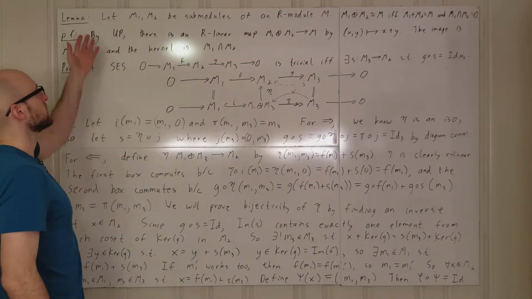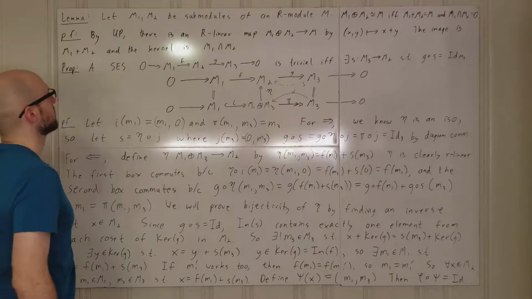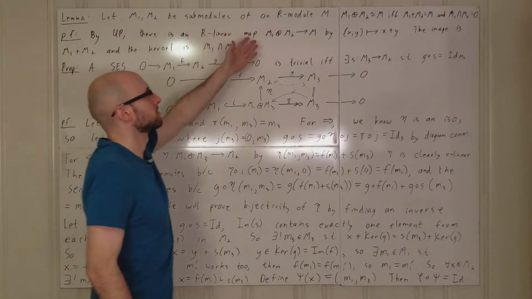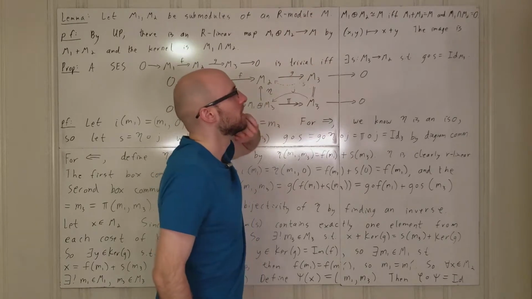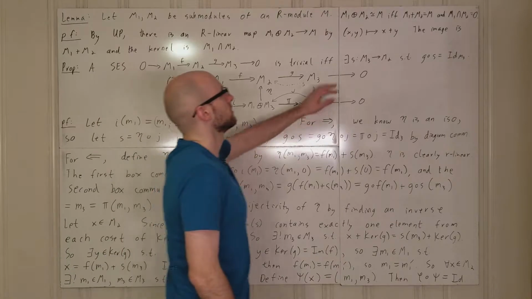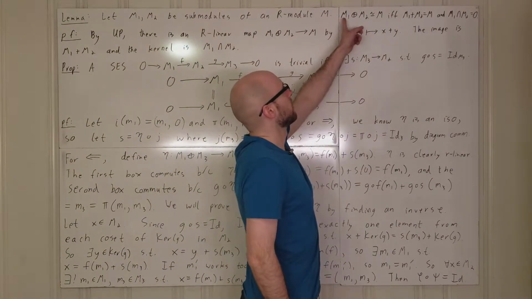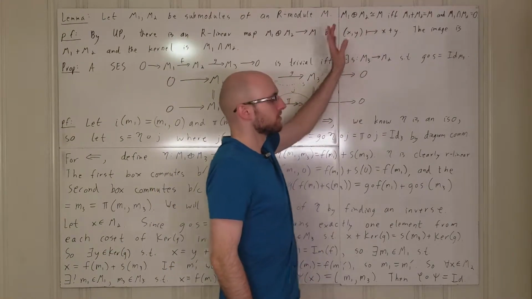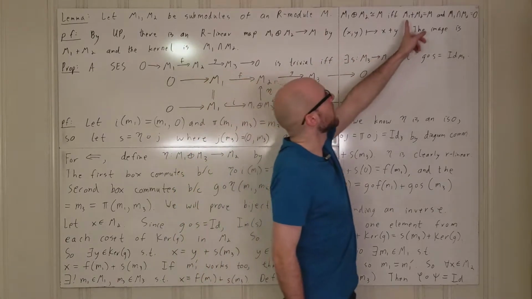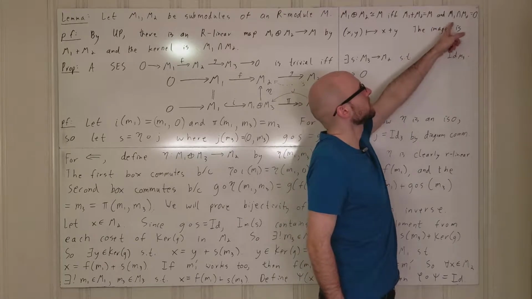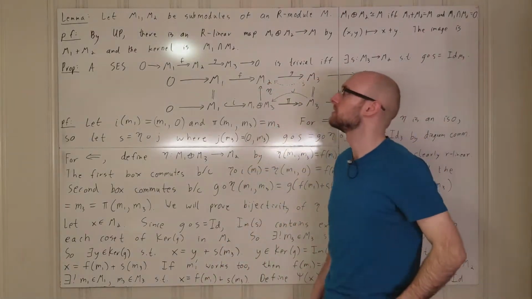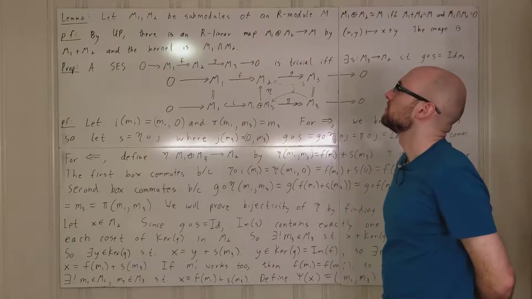So anyways, here we have some actually interesting stuff. Let M1 and M2 be submodules of some R module M. Really, we should say left R module, but whatever. Then M is isomorphic to the direct sum of M1 and M2 if and only if M1 plus M2 equals M and the intersection of M1 and M2 is 0. And this is exactly what we have for vector spaces. So how do we prove this?